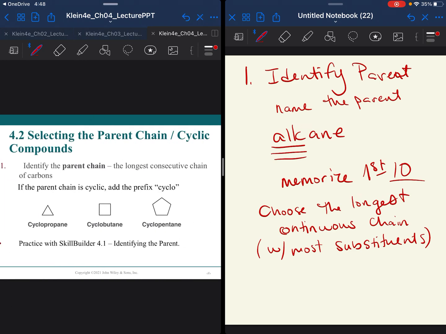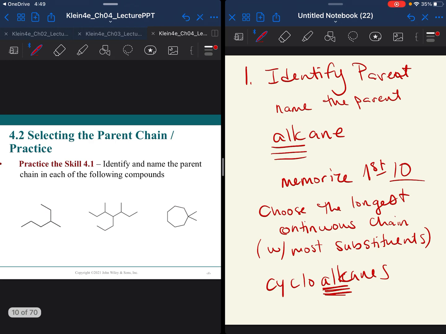All right, now selecting the parent seems simple enough, but we're also going to throw in a little wrench here with cyclic structures. We're also going to be dealing with cycloalkanes, right? And it's the same idea. You're just going to put cyclo in front of it. So we're really still just switching out that little prefix, that ALK prefix. 3 carbons is cyclopropane. 4 is cyclobutane, and 5 is cyclopentane. If we had 10, it would be cyclodecane, right? It's just if it's a ring.